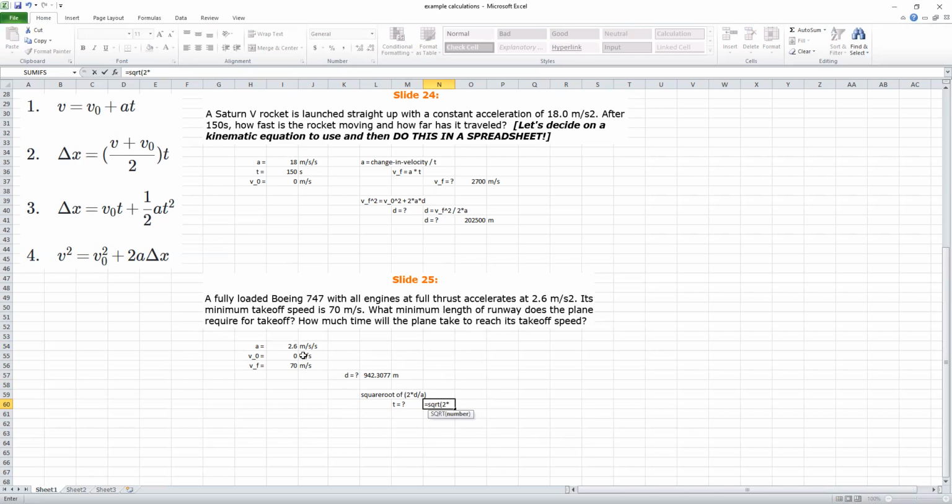2 times, where's our distance? Oh, we just solved for it, right? It doesn't matter what order I do this in, divided by acceleration. And hey presto, about 27 seconds. And you can see using completely different kinematic equations, I got the same thing. So what's the big idea? It doesn't matter which equations you use as long as you have one unknown for that step.